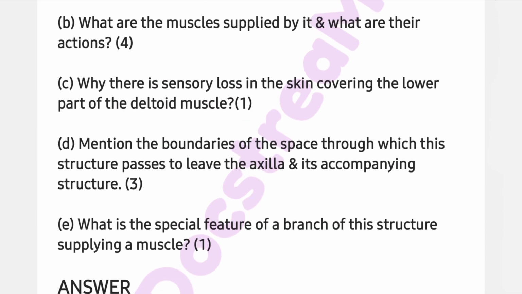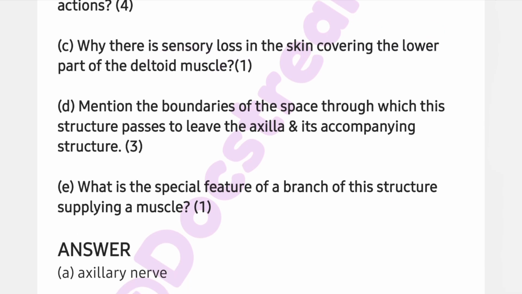And now they have asked why there is sensory loss. See, this axillary nerve continues as the upper lateral cutaneous nerve of arm. Upper lateral cutaneous nerve of arm. So there is sensory loss on skin covering lower part of deltoid muscle.